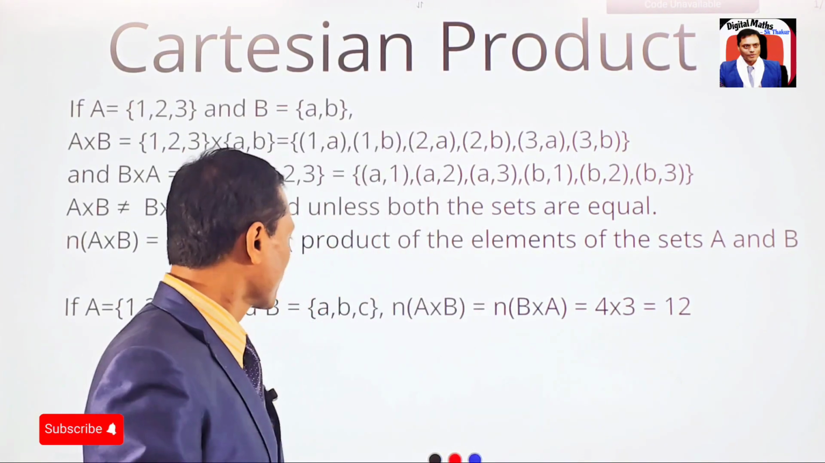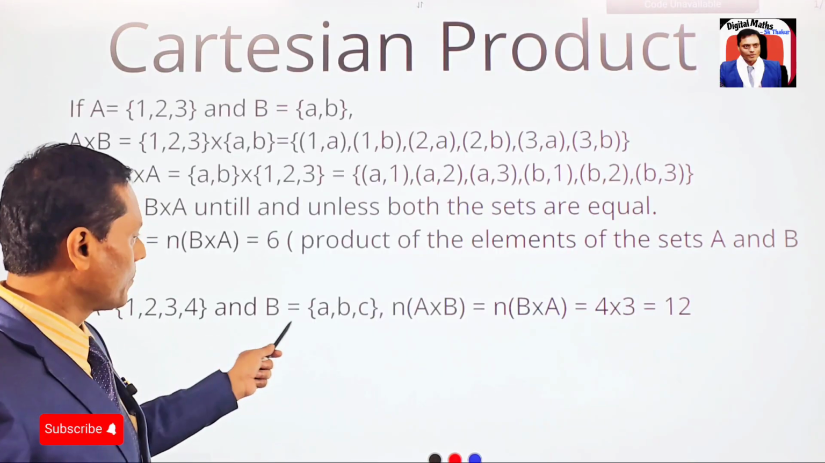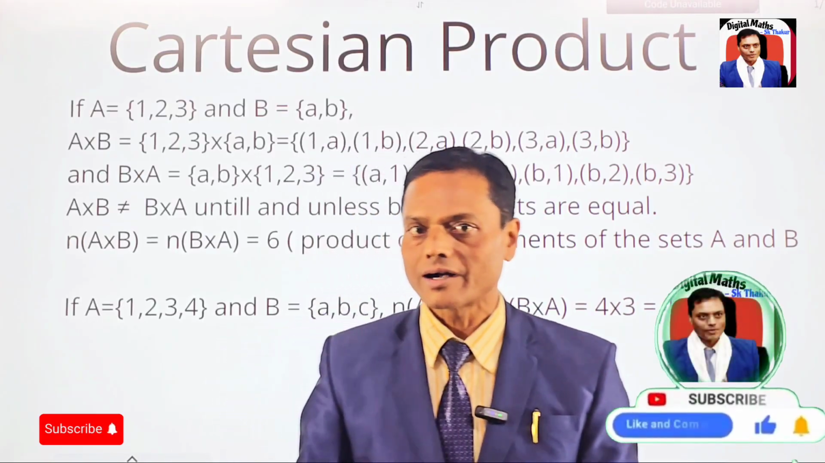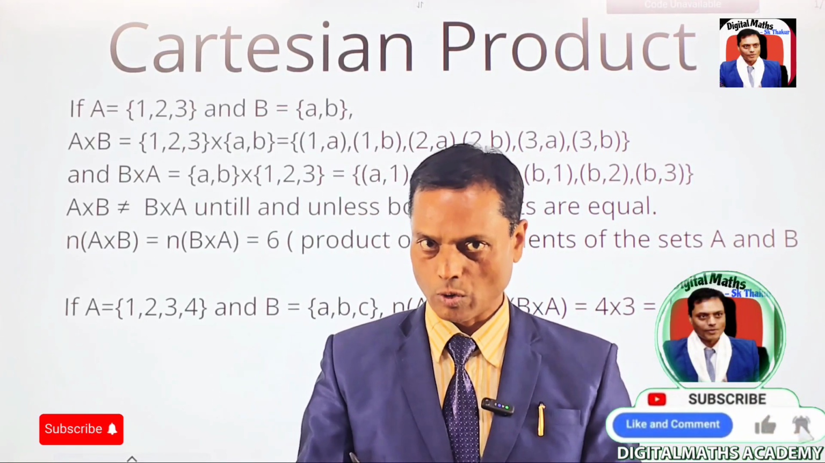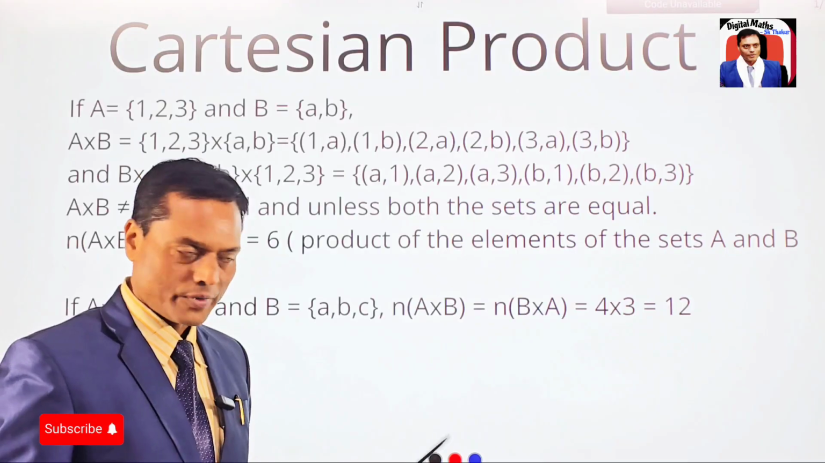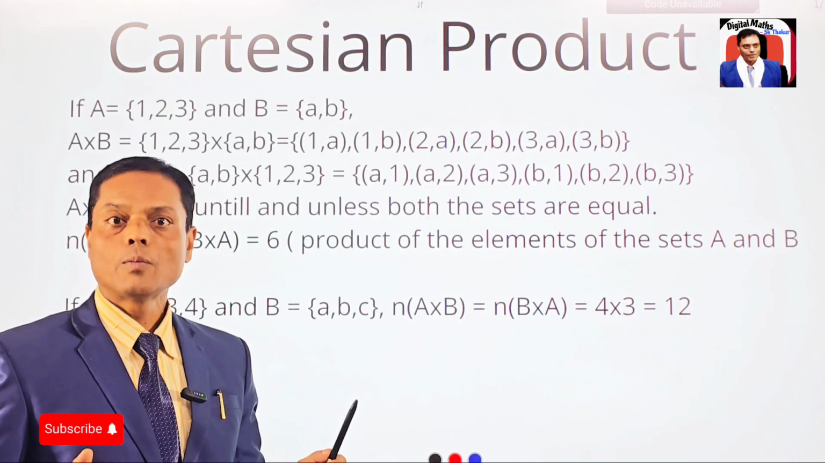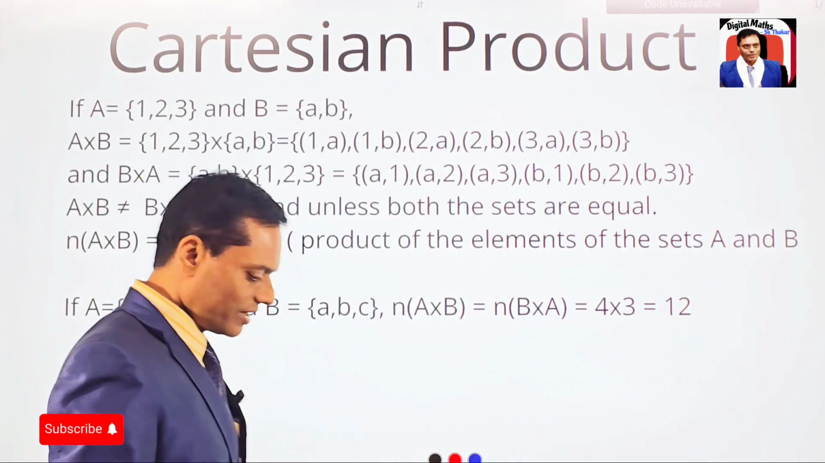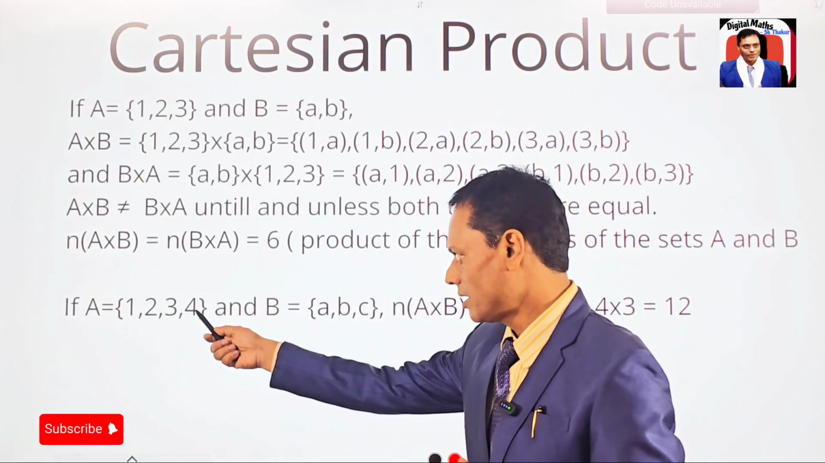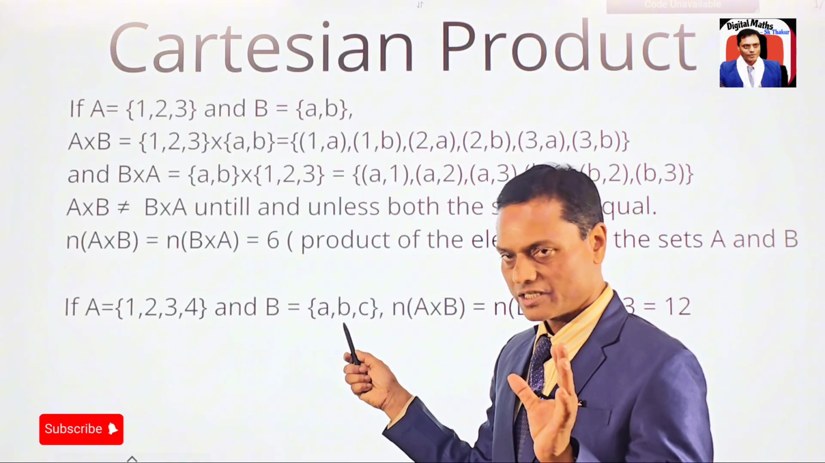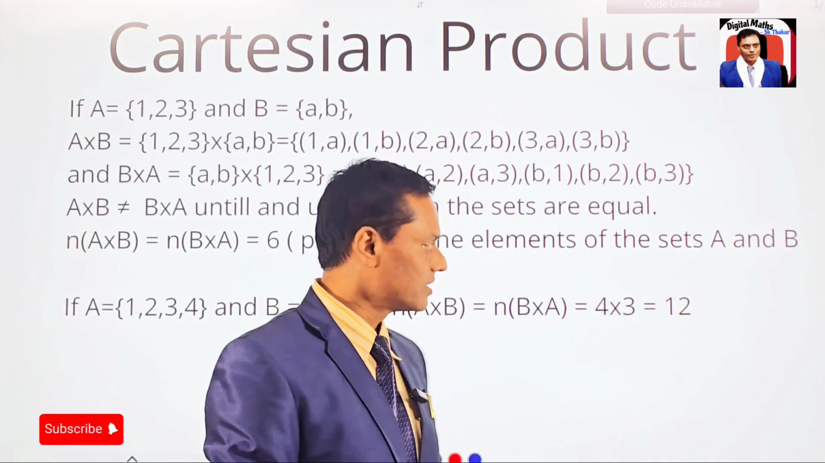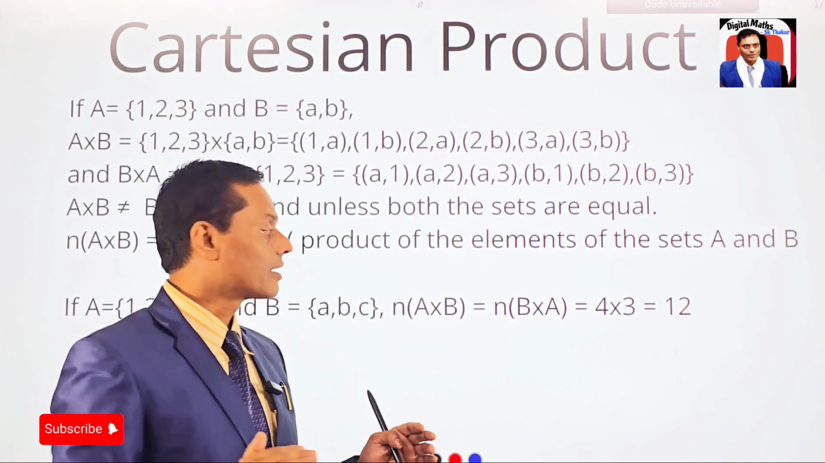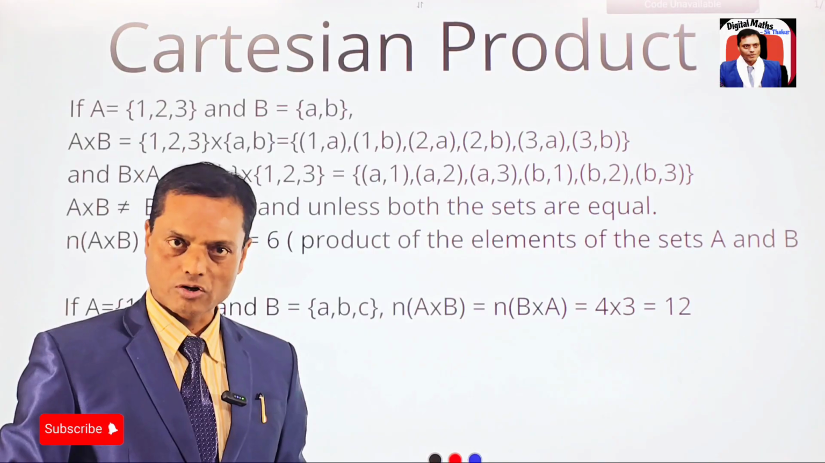Now next, if A equals {1, 2, 3, 4} and B equals {a, b, c}, how many ordered pairs will be in the Cartesian product of A cross B? To get the number of ordered pairs, you have to multiply the number of elements in set A by the number of elements in set B. There are 4 elements in set A, and 3 elements in set B. So 4 into 3 equals 12. So there will be 12 ordered pairs in the Cartesian product of A cross B and B cross A.